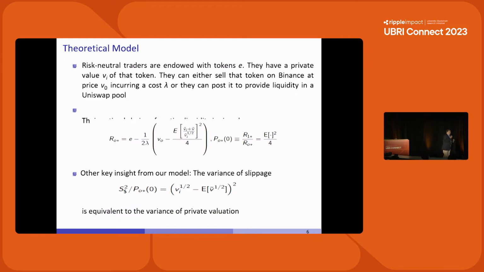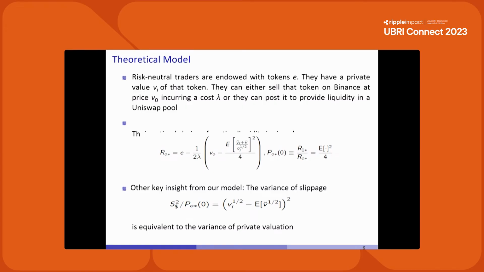Now, everyone has a private valuation. The person has a private value of what he or she thinks is the value of that token. So think of this as a very simple equation in a way. Here is your E, which is your endowment. If the second term, which is the subtracting term, is 0, all of that E will be posted as liquidity in Uniswap.